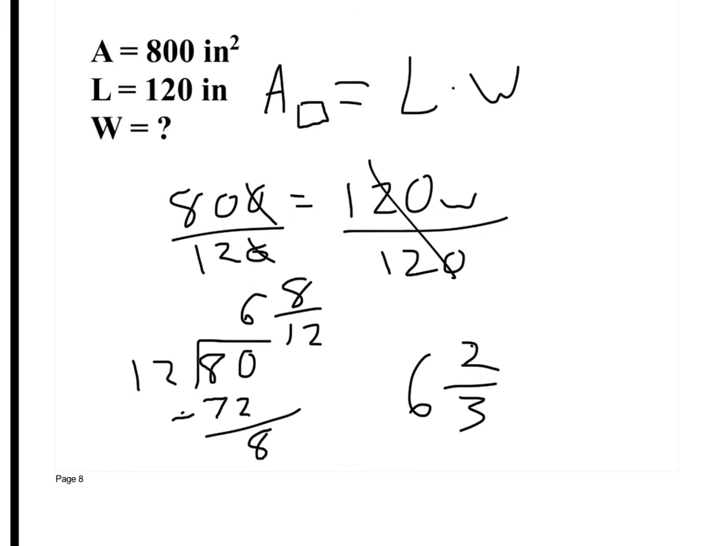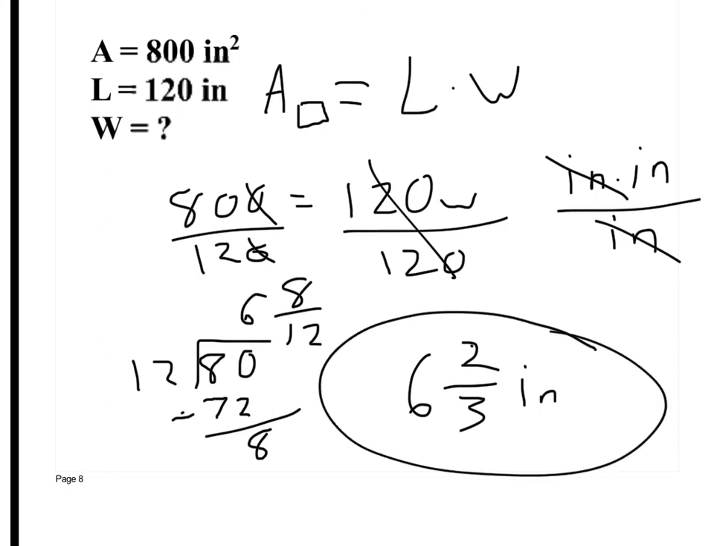And what's my unit? Inches, not inches squared. Let me show you why. To find area, we take inches times inches and get inches squared, right? Look at what we've done. 800 is inches squared. My 120 is inches. Inches squared is inches times inches, over inches. If we divide, when we cancel one of those out, what unit do we have left? Inches. That's why it's 6 2/3 inches.